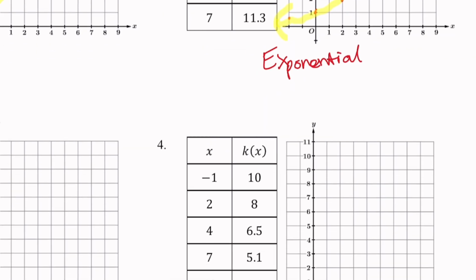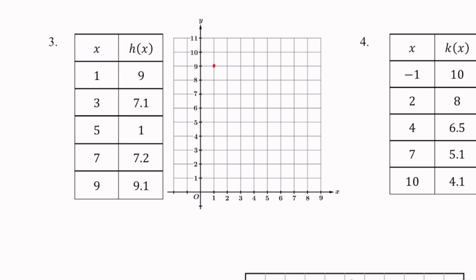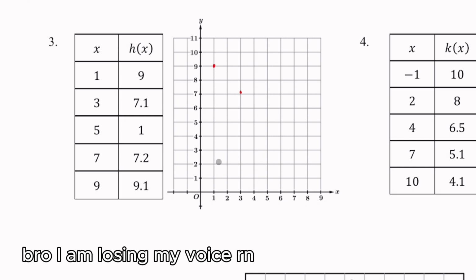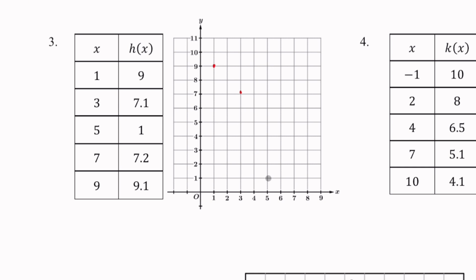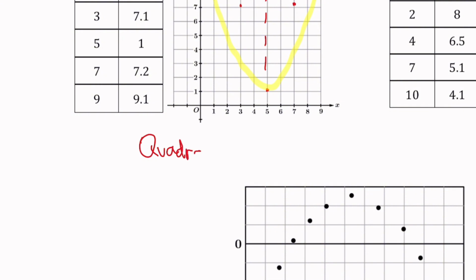Now the next one, we have here 1 to 9, so 1, 9 right here. Then 3, 7.1. Looks like this graph is decreasing. And then we have 5, 1. So 5, 1 is here. And then we have 7, 7.2. Okay, so now the graph seems like it's going back up, so it's changing the slope here. So that means we know it's probably a quadratic. Then we got 9 and 9.1. Yeah, so it looks like there's also a line of symmetry there. And it's U-shaped, or V-shaped. So that lets us know that it's quadratic. So this graph is quadratic.